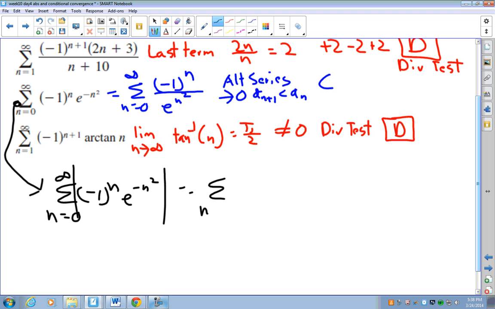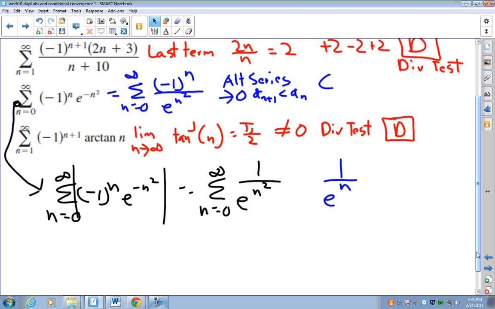So in jail, I got 1 over e to the n squared. Okay. Now I got to think about this one a little bit. This is not directly a p-series because it's not just n to an exponent. So I got to think here, and I'm going to look and go, okay, I want to compare this guy to 1 over e to the n. Okay? I want you to think about that for a second.